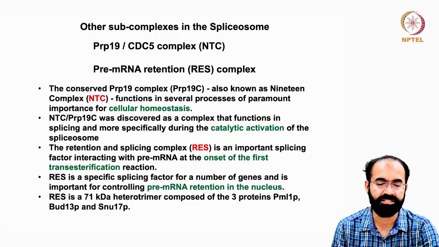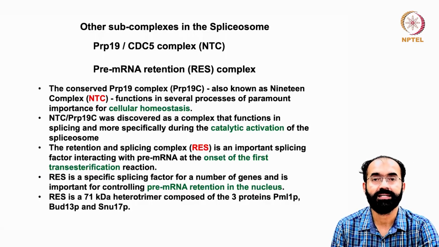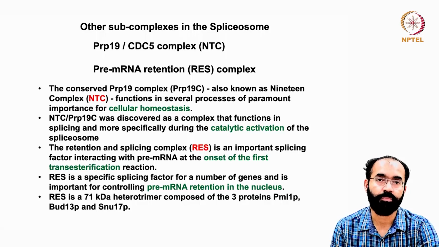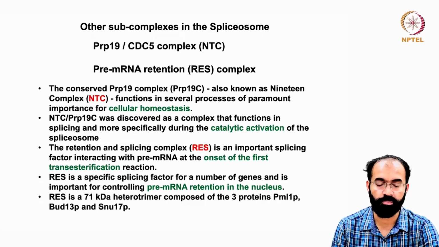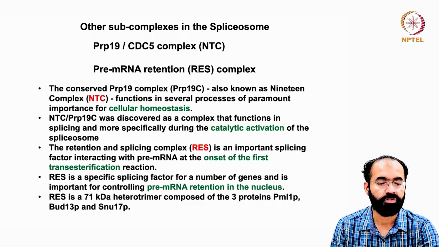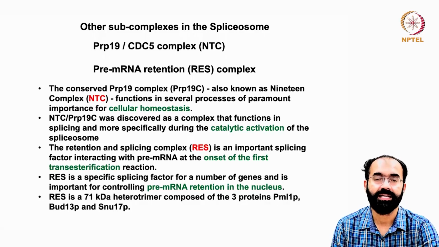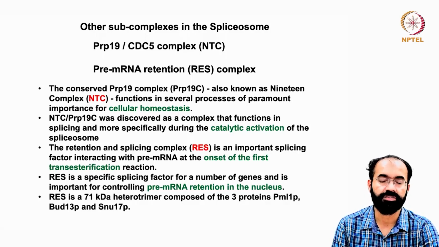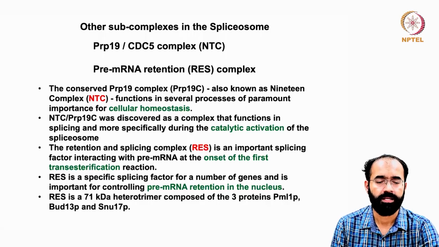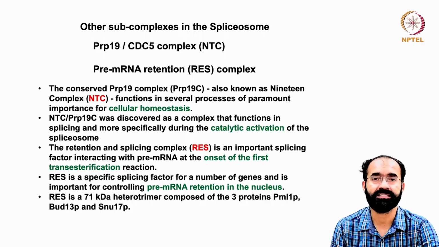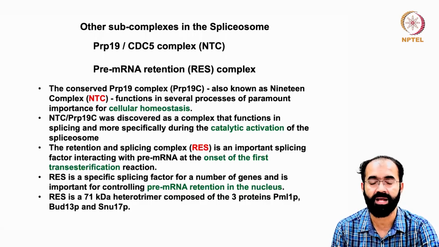and it functions in several processes of extreme importance in the cellular homeostasis of any given cell, because these complexes regulate the rate of propagation of the splicing. So the NTC PRP19C was discovered as a complex that functions in the splicing, and more specifically during the catalytic activation of the spliceosome, because we know many splicing signals are present in the snRNAs, snRNPs are there, and the splicing location and the signals are present in the pre-mRNA, etc.